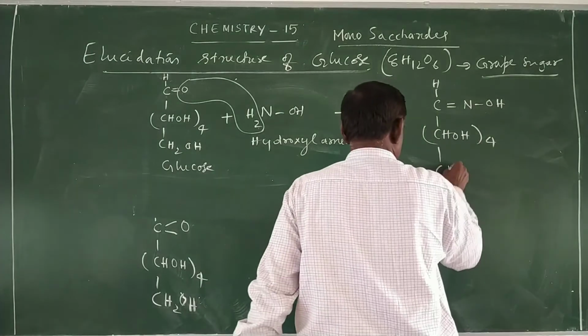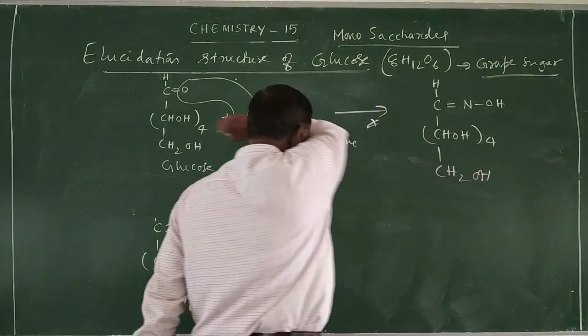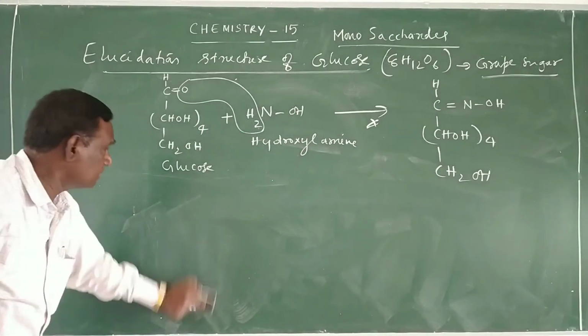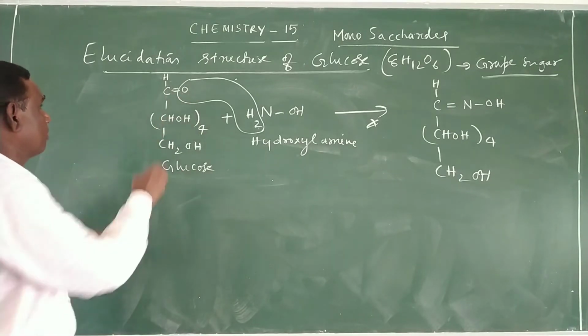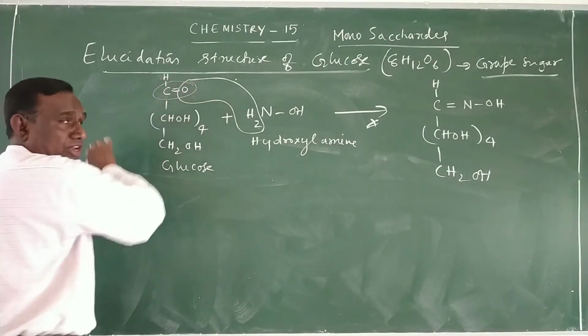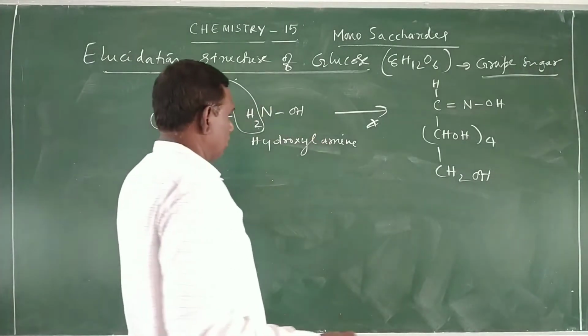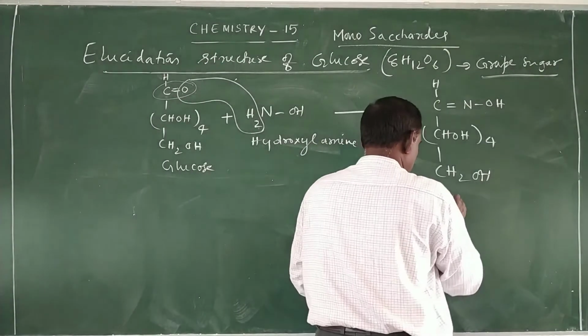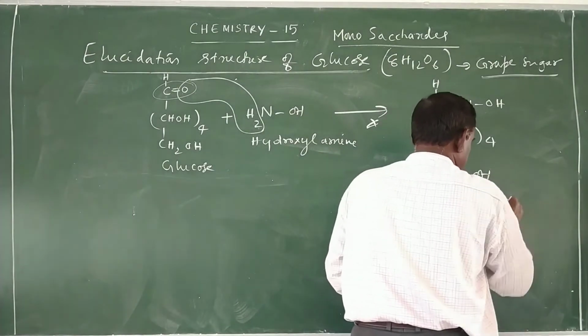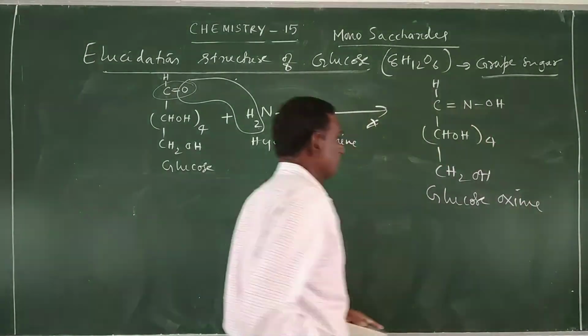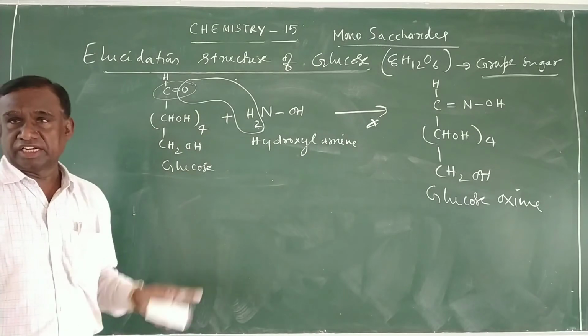This reaction indicates the presence of a carbonyl group. So when glucose reacts with hydroxylamine, you will be getting glucose oxime. This is one reaction.